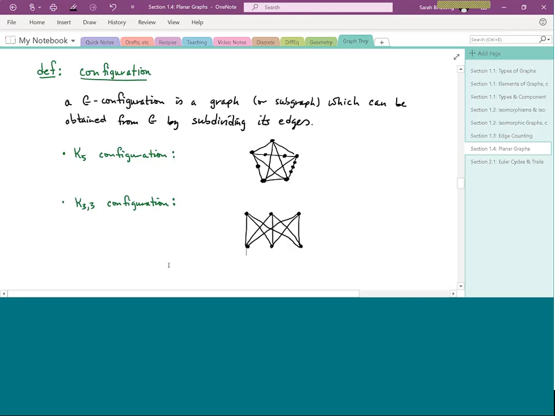But typically you don't bring in this buzzword of a configuration until you have at least one of the edges that has been subdivided by an extra vertex. Okay? So this here would be the simplest version of the configuration, which is two edges subdivided, all the way up to having more edges subdivided.